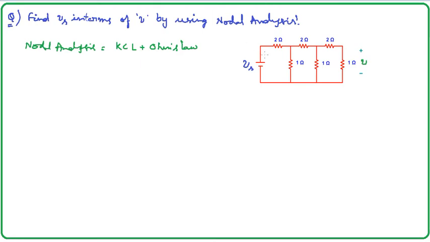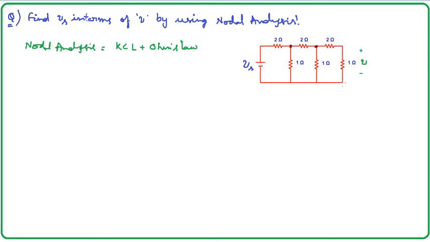So I can't say that this part is a node. No, this is not a node. But I can say that this is a node because it is the combination of three elements. A node should be a combination of more than two elements. Similarly, this part is also a node, and this is not a node as it is the junction of only two elements.